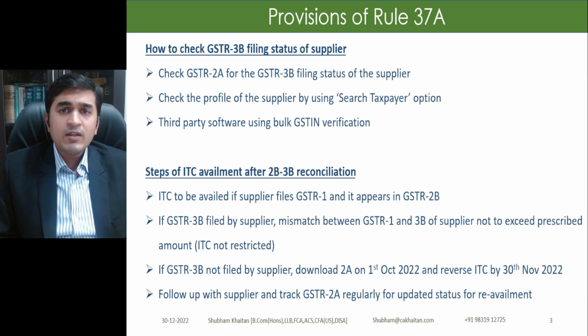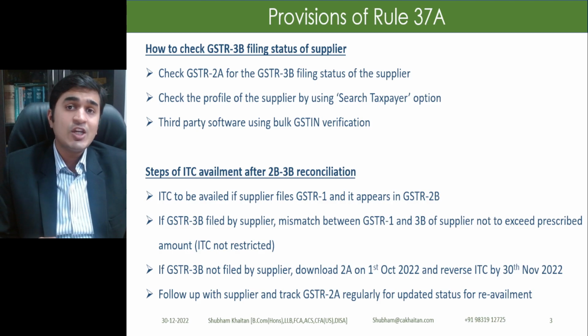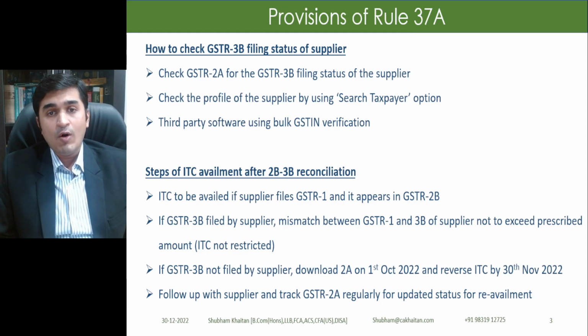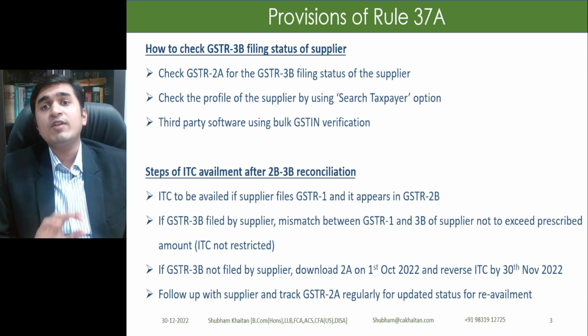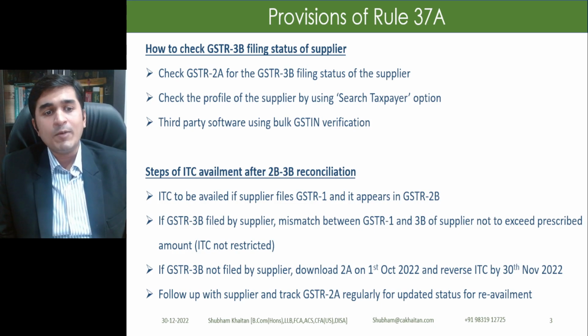Now, after this rule has been notified, what are the steps which a recipient should take, which is beyond simply 2B 3B reconciliation? First of all, once it appears in 2B, then only the ITC should be taken. That is fine. Thereafter, if the supplier has furnished his GSTR 3B, then there is a restriction which has been provided in law from October 22 that there should not be a mismatch between 1 and 3B of the supplier beyond the prescribed percentage. So right now the percentage is not prescribed, that's why this rule is not yet applicable.